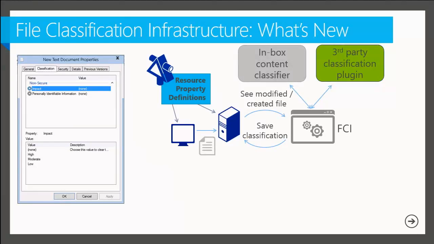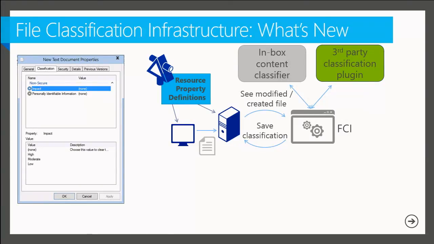We then still have the capabilities of the file classification infrastructure to look for new data and automatically classify files based on a set of rules. Now, FCI, the file classification infrastructure, included a number of plugins, a number of ways of how to classify data, but they are all relatively manual.